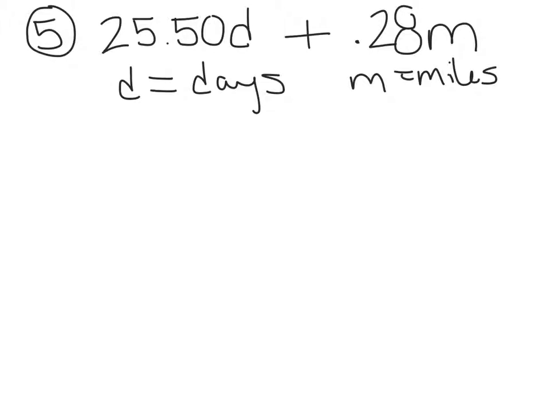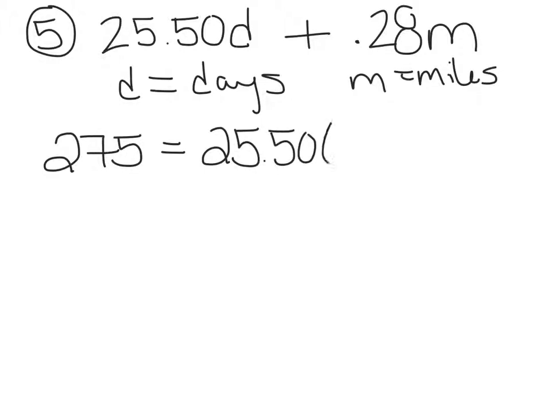It says, what is the maximum number of miles that he can drive without exceeding his budget? And his budget is $275. So I have $275 as my total budget. And it also says that he's going to drive the car for 2 days. So I have 25.50 times my 2 days plus 0.28 times m, my number of miles. That's what I'm solving for. So we're going to finish solving this problem. In your calculator, you're going to do 25.5 times 2.